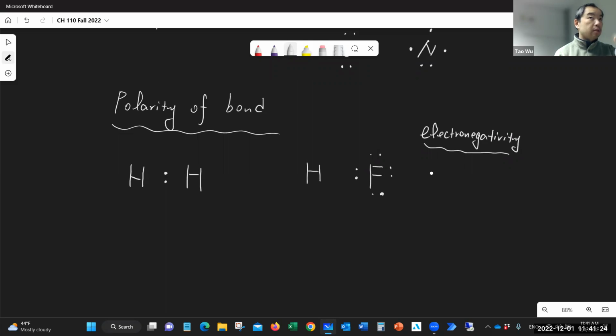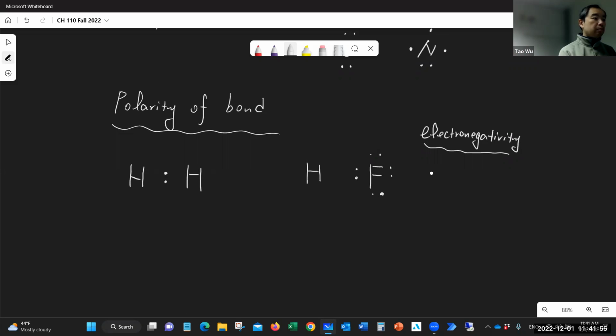But the point is, these electrons still partially belong to hydrogen. Although it's not 50% sharing, maybe they go 90-10 sharing. But again, the fluorine here has not completely gained the electrons, right? We still have a little bit of sharing with the hydrogen. So this is very important.